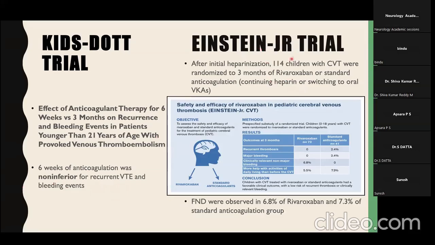Six weeks of anticoagulation was non-inferior for recurrent venous thromboembolisms and bleeding events. The EINSTEIN Junior trial compared the safety and efficacy of rivaroxaban, and it showed rivaroxaban was associated with zero recurrent thrombosis and zero major bleeding compared to the standard anticoagulants. It suggests that rivaroxaban or standard anticoagulation has a favorable clinical outcome.